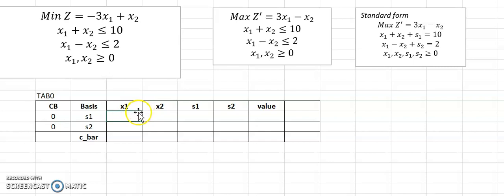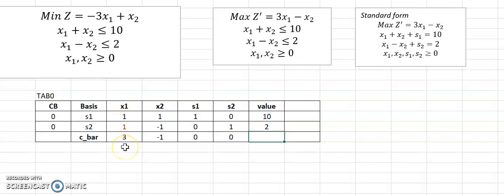And here we're going to be putting the coefficient of the variables in the constraints. So here we have 1, 1, and 1 for S1, 0 for S2. The value is the right-hand side of the constraint. So here we have 10. We do the same for the second constraint. So 1, -1, 0, 1, and the value is 2. In the C-bar row, we're going to be putting the coefficient of the variables in the objective function. So we have 3, -1, and 0, 0.